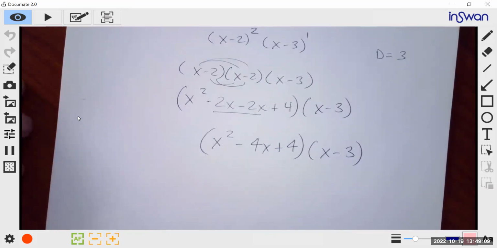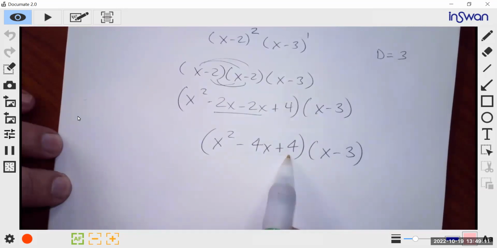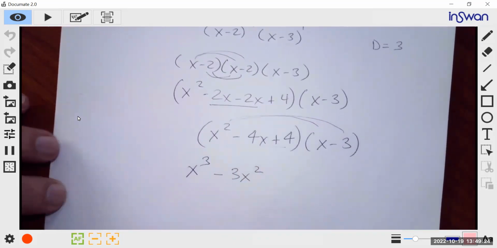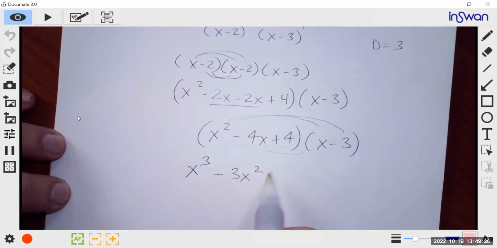Now what do we do? Everything in this parenthesis has to multiply everything in this one. x squared times x is x cubed. Positive times negative is negative. x squared times 3 is 3x squared. Negative times positive is negative. 4x times x is 4x squared.